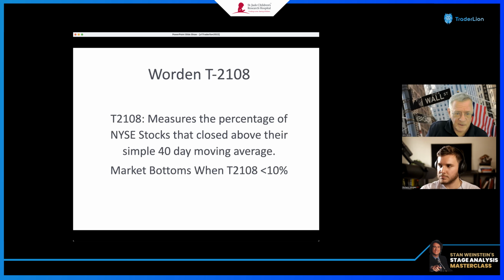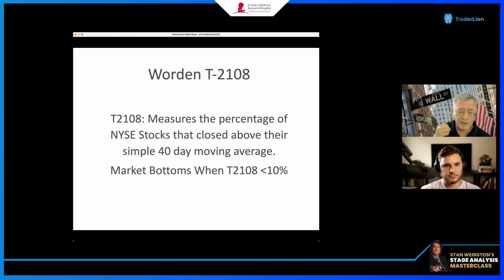So anyway, one of the indicators I watch is Worden T2108. This is part of the TC2000 suite. It measures the percentage of New York Stock Exchange stocks that closed above their simple 40-day moving average. What I tell my students is watch T2108. When it goes below 10%, don't be scared, because usually for it to fall below 10%, people in the market are scared, right? People are selling.